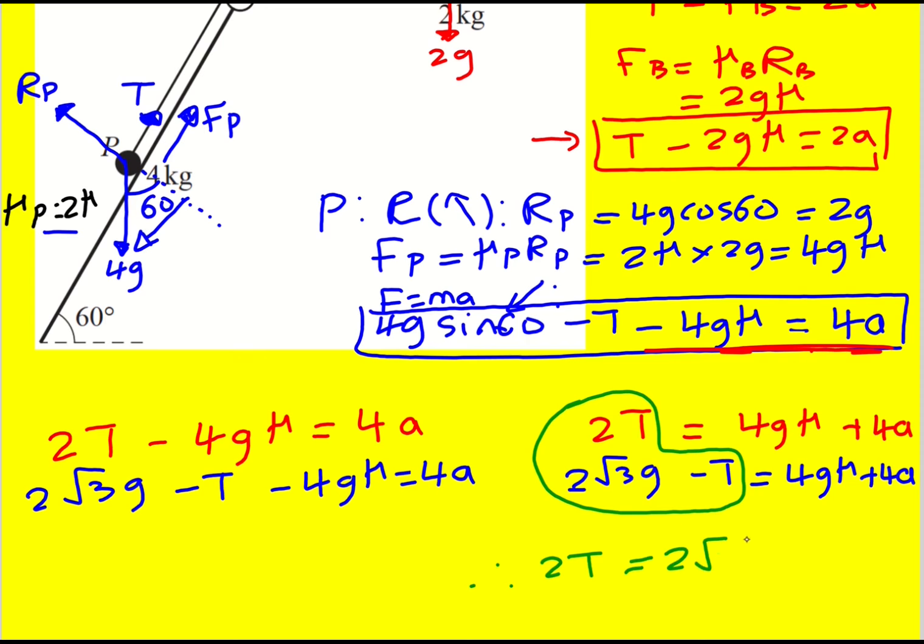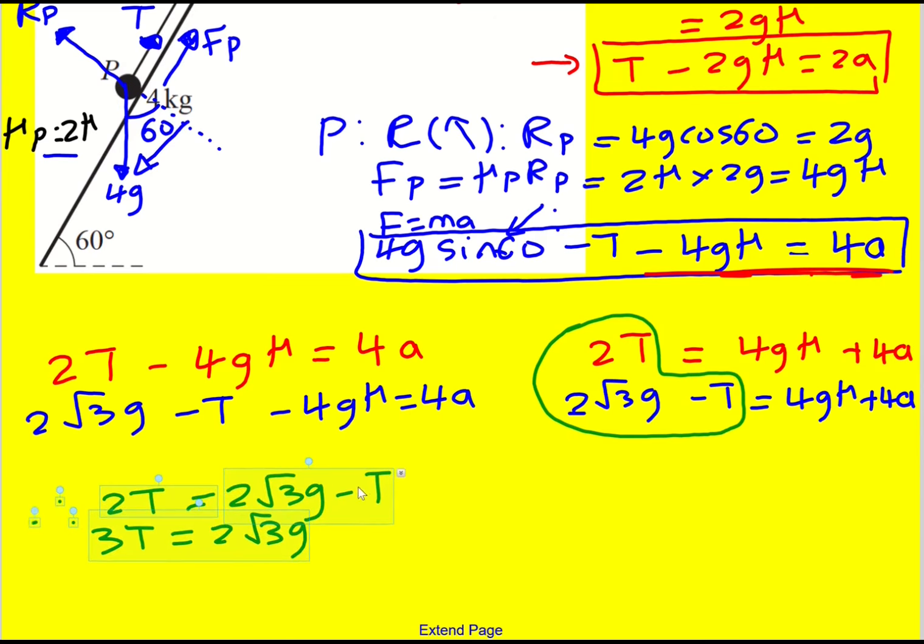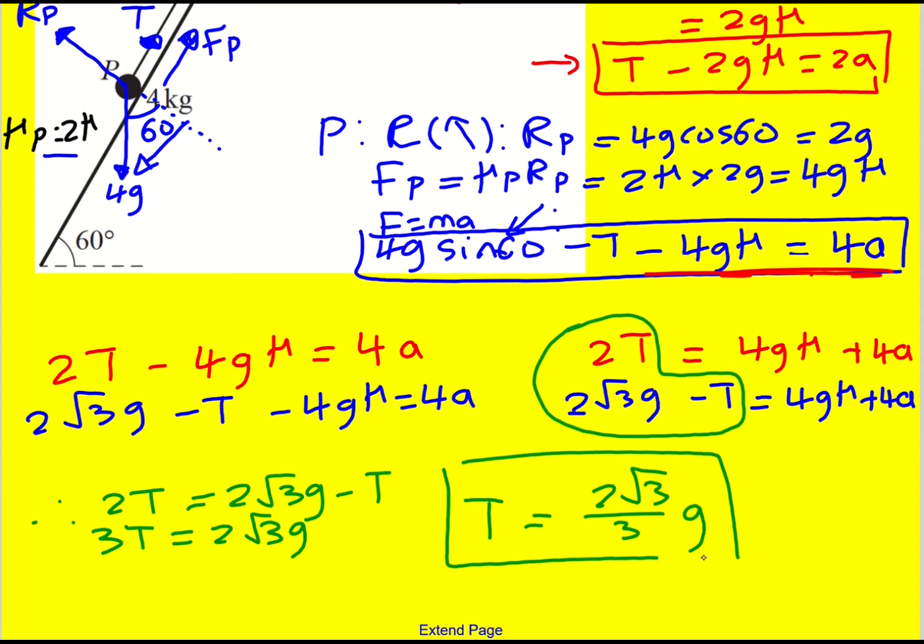2t is going to equal 2 root 3g minus t, which means 3t is 2 root 3g, which means t is going to equal 2 root 3 over 3g. Or you could write it as 2 over root 3g, but we've got a rationalized denominator here. So there we go. That is our answer for t in terms of g.